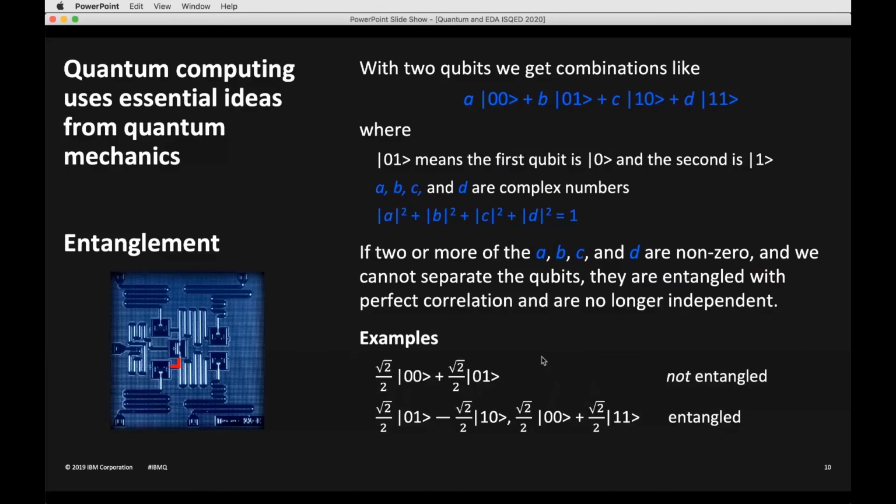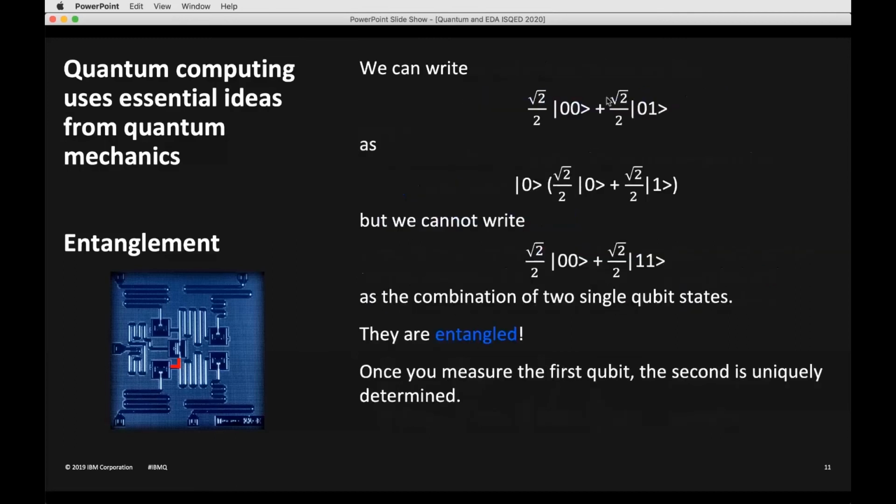Let me simply show you why. This state we can rewrite by pulling the 0 state out of here and have this part of the equation left. But this state, we cannot write as a combination of two single qubit states. So these are fully entangled, which means if we figure out that the first one is a 0, we know for sure that the second one is a 0. Or if the first one is a 1, we know for sure that the second one is a 1. So once you measure one qubit, you know for sure what the other qubit is.